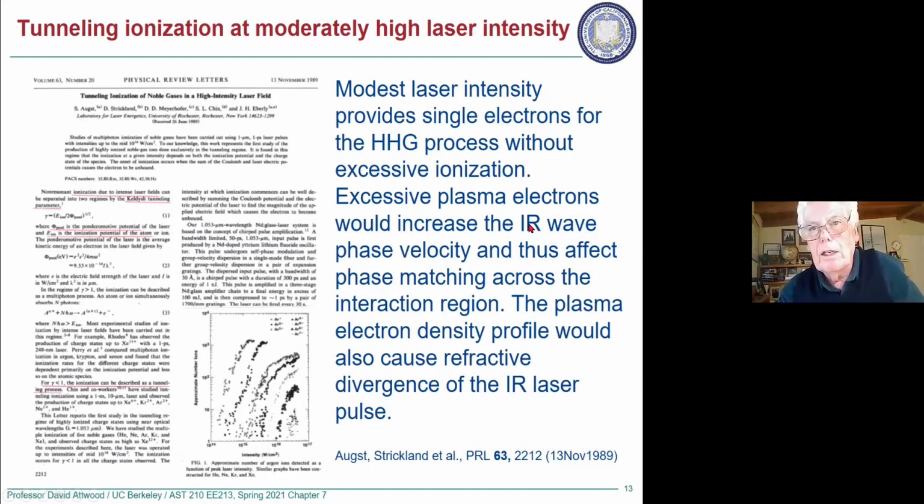Here's the comment about the IR phase velocity being affected. Okay, and it not only affects the phase velocity, it also causes a negative lens effect. So we'll see all of that later, which lowers the intensity because the radiation starts diverging out.